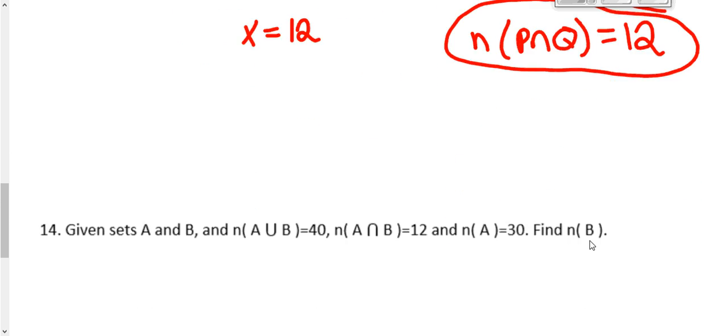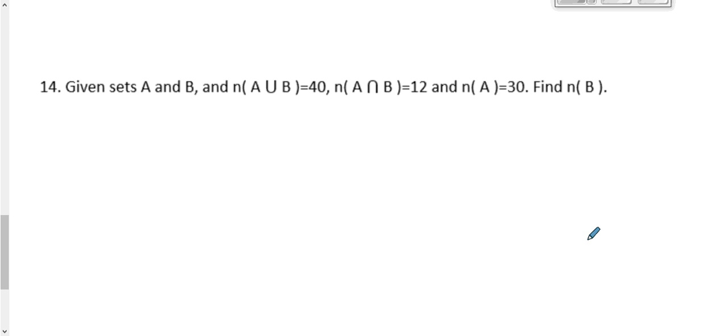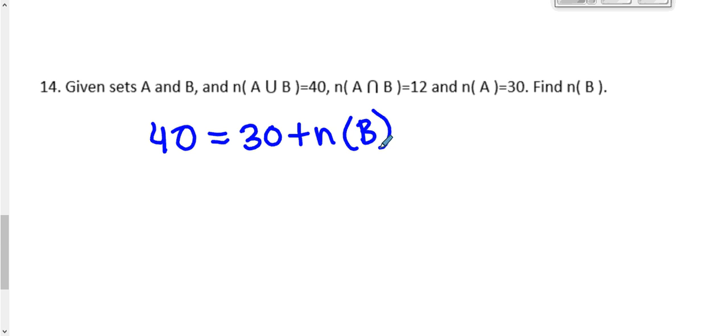And then let's look at the last one for this section. Number 14 says given sets A and B, the number in A union B is 40, the number in A intersection B is 12, and the number in A is 30, find the number in B. Well, the union is the biggest number, so that'll go first. 40 equals the number in A, which is 30, plus the number in B, which we don't know, you could use x if you wanted to, minus the intersection, which is 12.